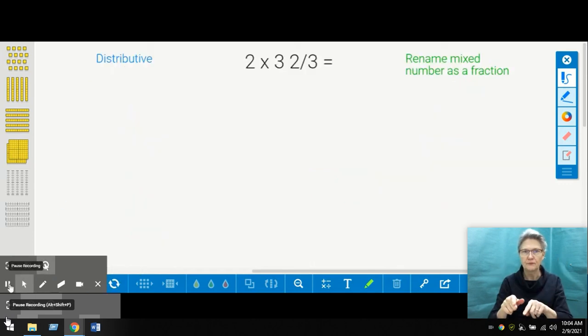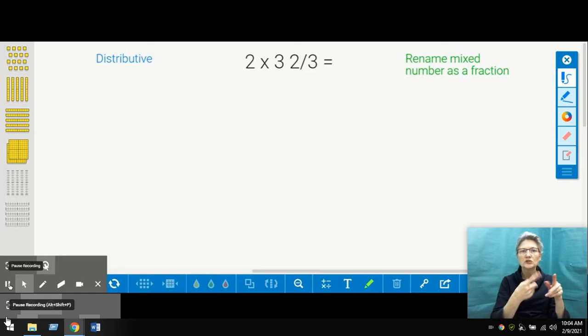We're going to take a look at one more example today before you complete your independent work. You'll see here that I have the problem, the equation, but then I also have the words distributive and rename mixed number as a fraction. We're going to take this one problem and we're going to solve it using both of those strategies so you can see what you're most comfortable with. So first I'm going to solve this using the distributive property.